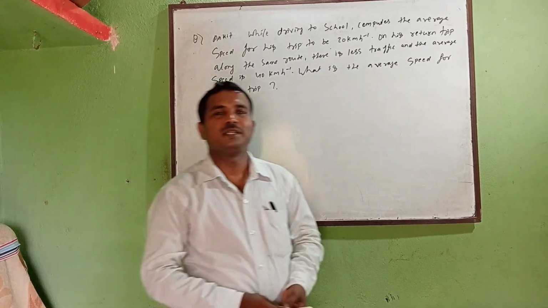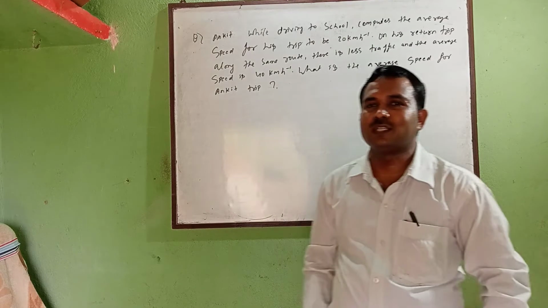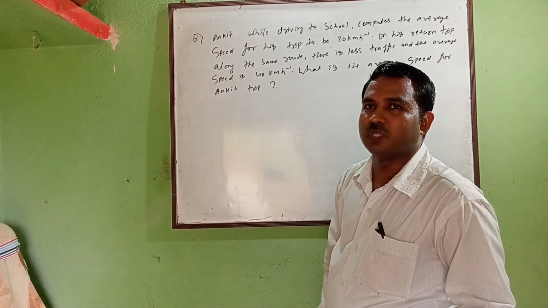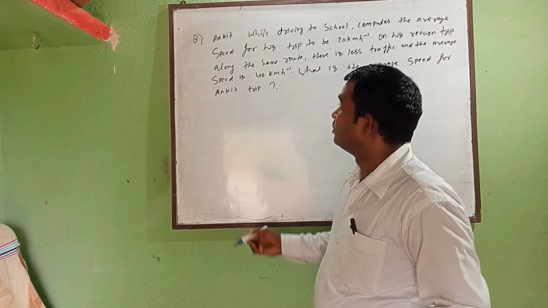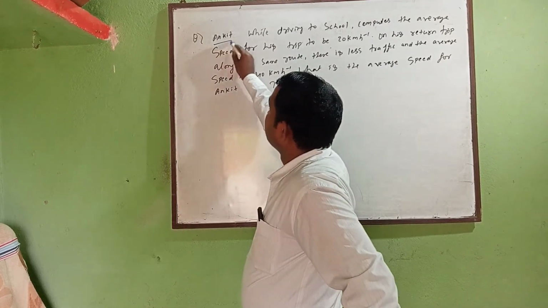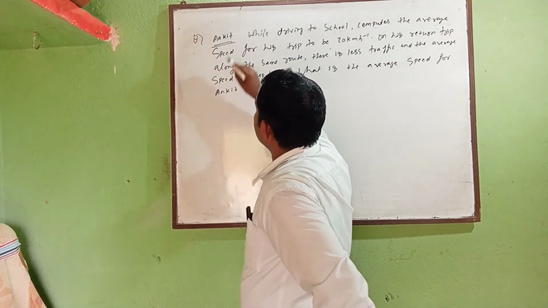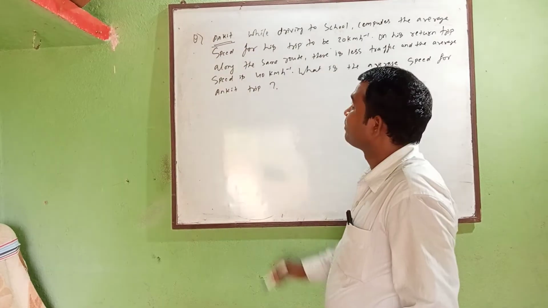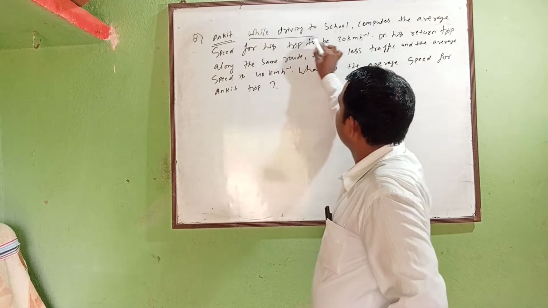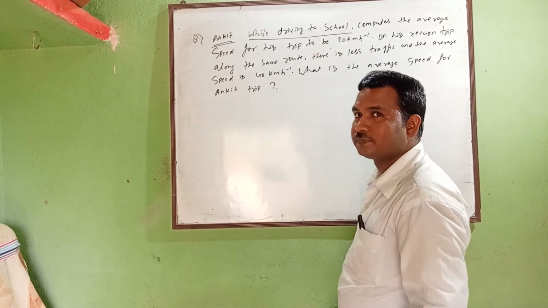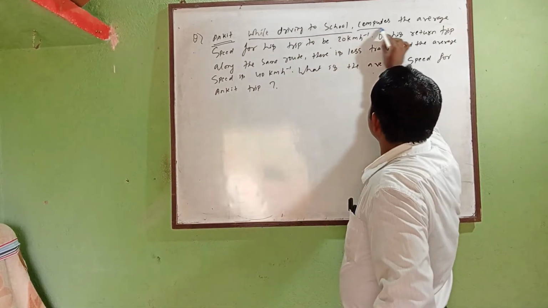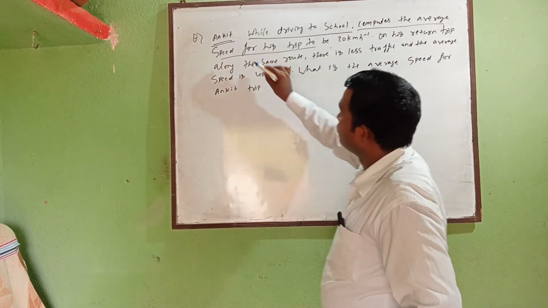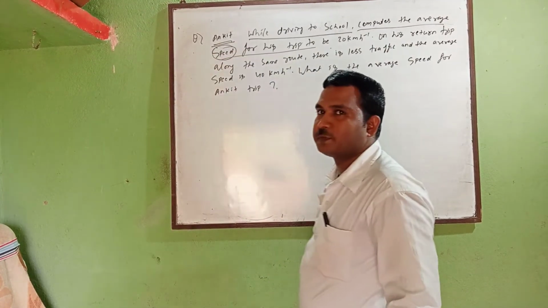In this class today we'll solve numericals. I have taken the numericals from the motion chapter. You can see the numerical here. Ankit is a student, and while driving to school he computes the average speed for his trip. You have to find out the average speed. Is it clear?